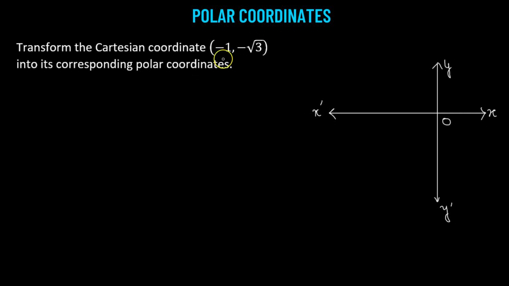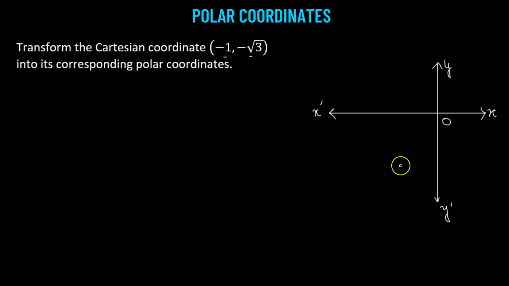Here we need to transform the Cartesian coordinate (-1, -√3) into its corresponding polar coordinate. Now let's first plot this particular point on the Cartesian plane with the x and the y axis. We can see here that both the x and the y coordinate are negative. So that means the point is going to lie in the third quadrant.